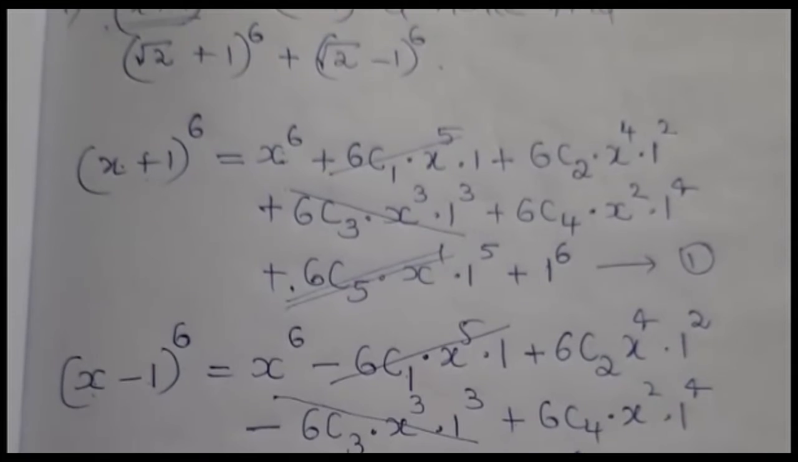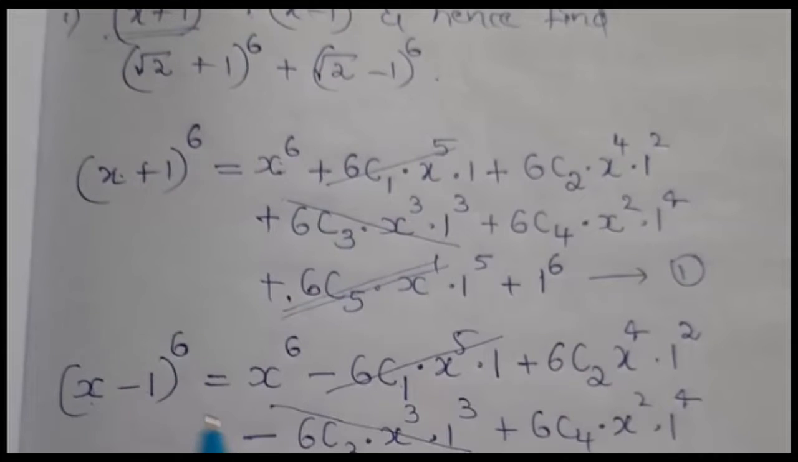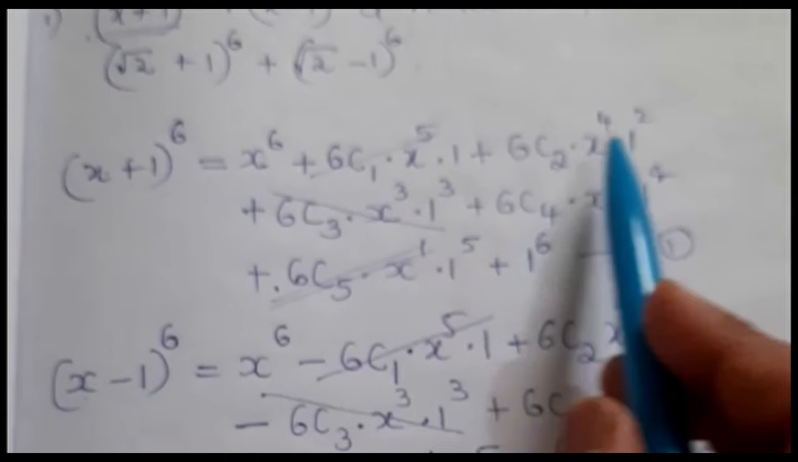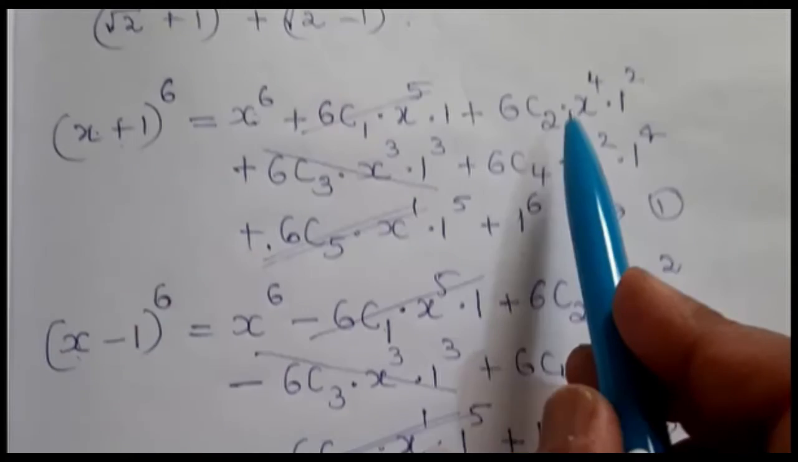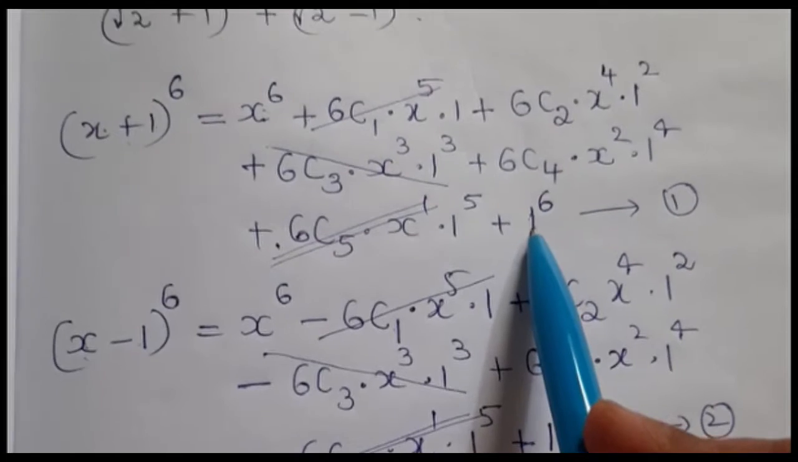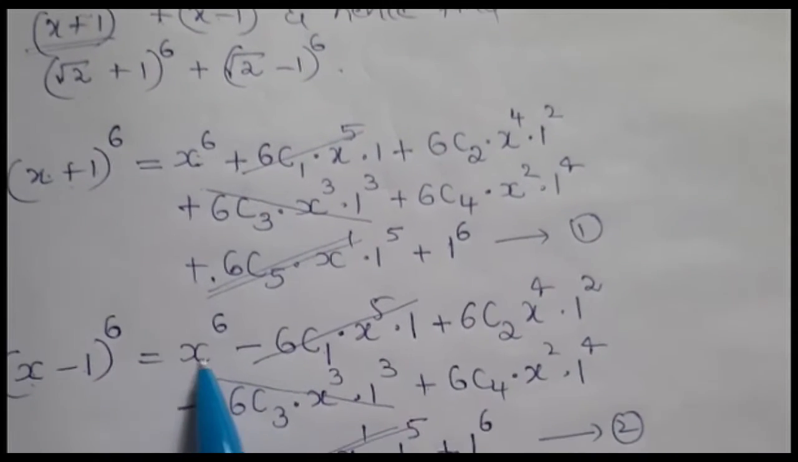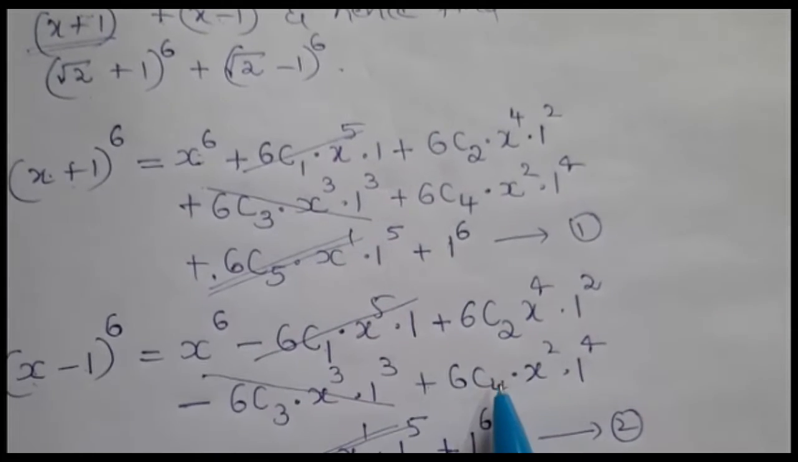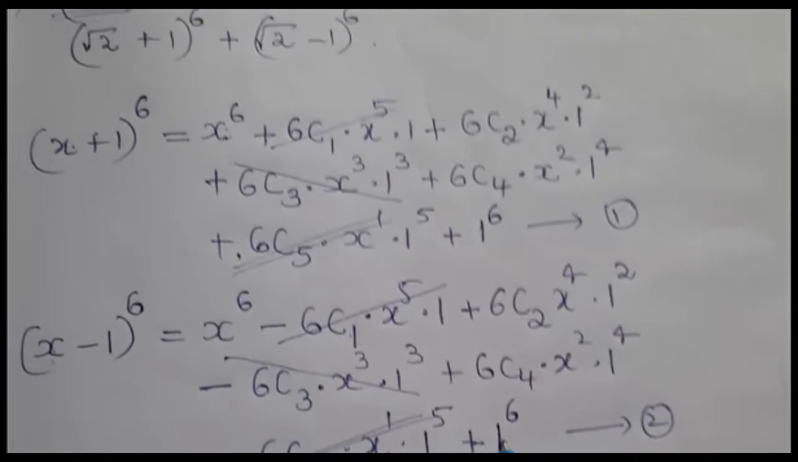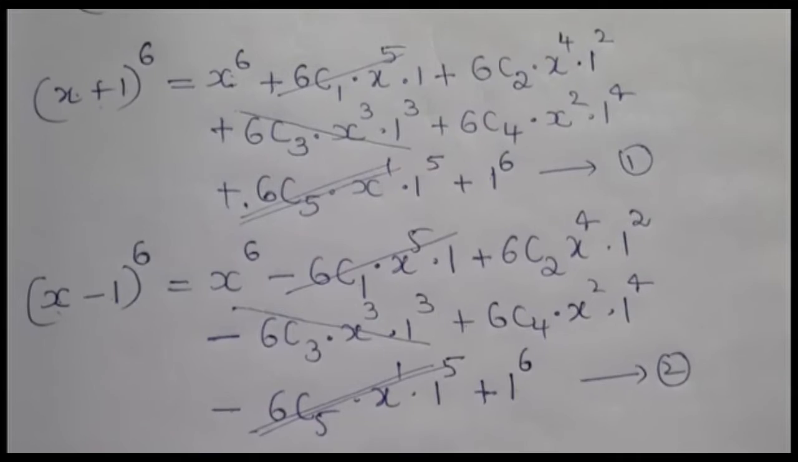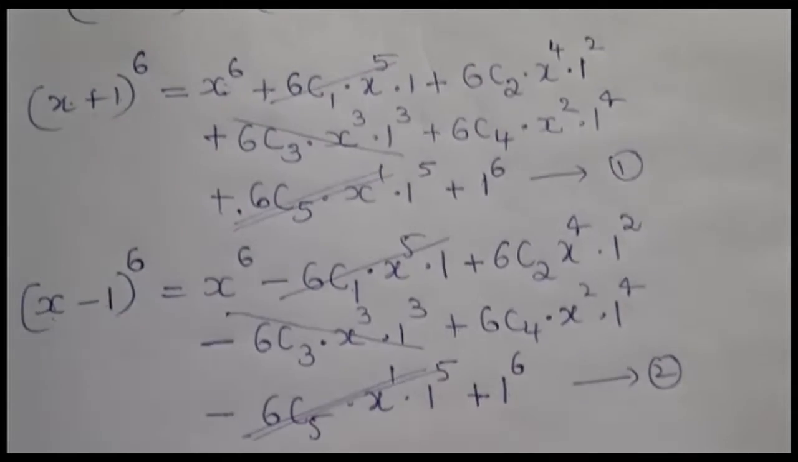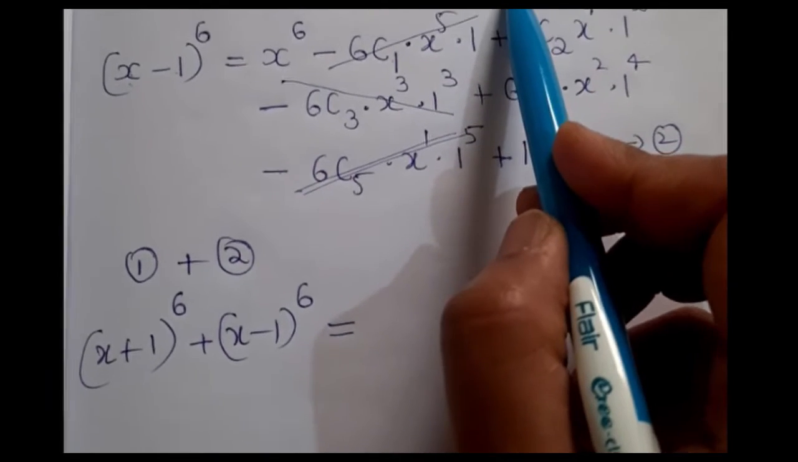We will have this number of terms. So which are those terms remaining? X power 6, 6c2 x power 4, 6c4 x squared, 1 power 6. Second expression also has the same terms, isn't it? X power 6, 6c2 x power 4, 6c4 x squared, 1 power 6.